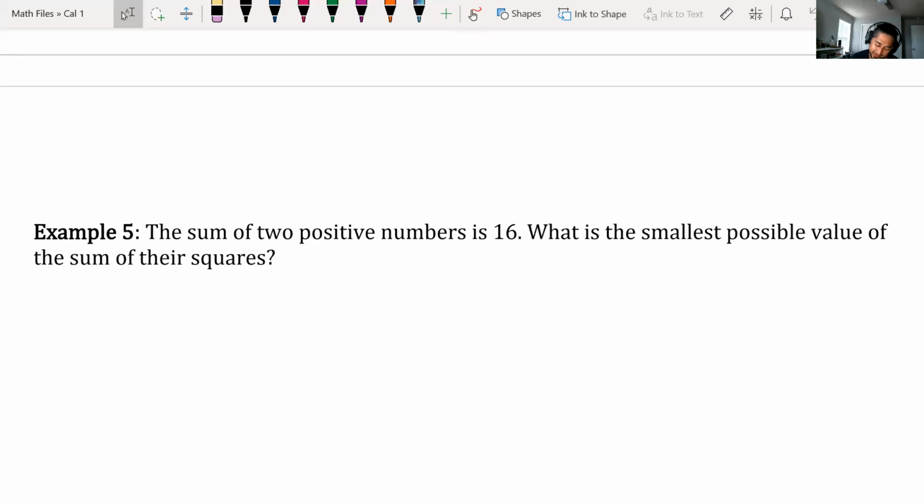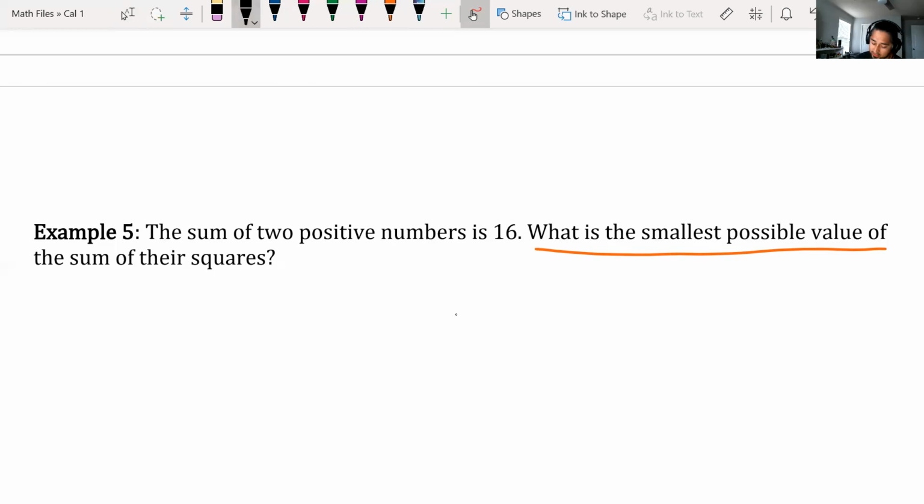All right. 5. Last one. The sum of 2 positive numbers is 16. I wonder what it could be. What is the smallest possible value of the sum of their squares? All right. So this means that we want to know what is the smallest possible value of the sum of their squares. We want to minimize those values.